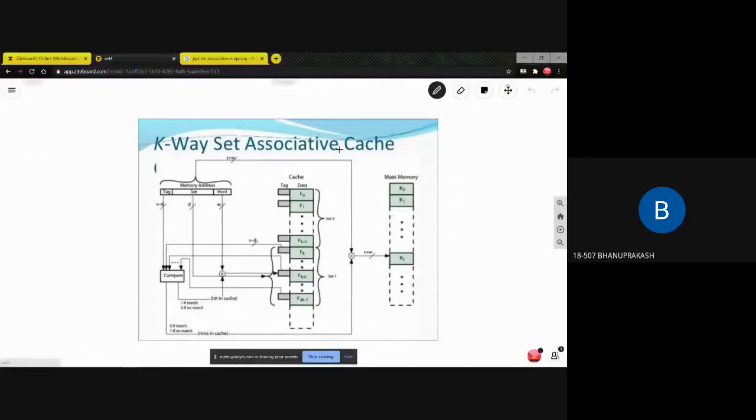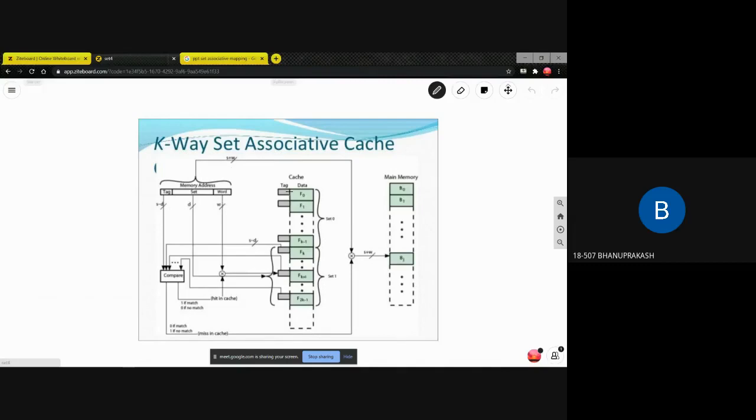This is the k-way set associative cache diagram. We have the physical address or memory address: tag, set, word. There is the main memory, B0, B1, and so on. Here it is S plus W. The tag is divided as S minus D, and the set is D. So S minus D plus D gives us S, and the word is W.